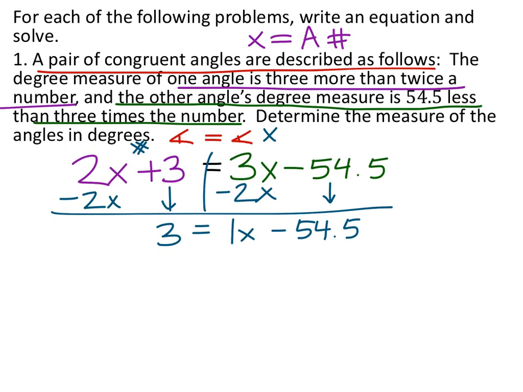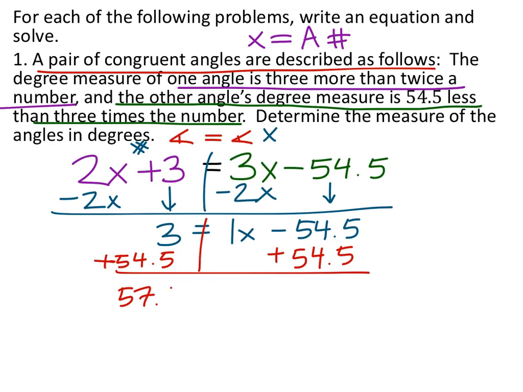Finally, to solve this one, I would add 54.5 to both sides of the equal sign using the addition property of equality, and that would give me 57.5 equals 1x. Now we've already got 1x on this, so that's good. That's what we wanted. The last thing we should do on this is check.